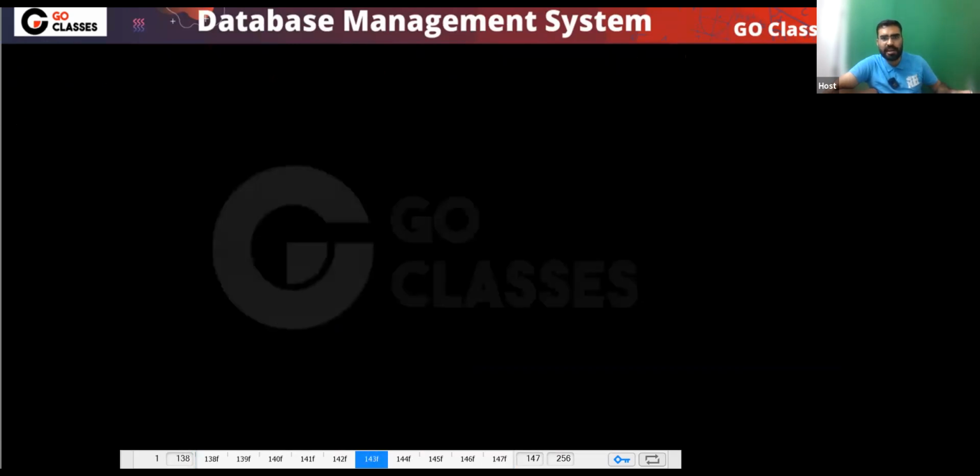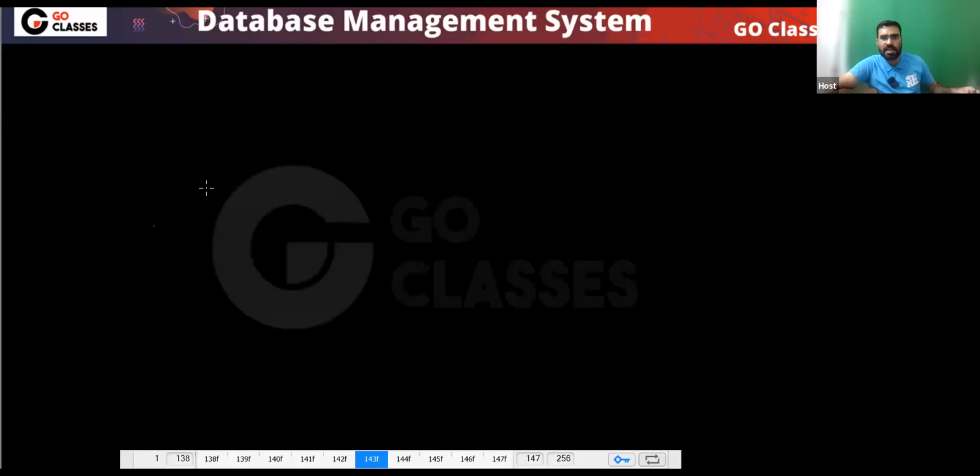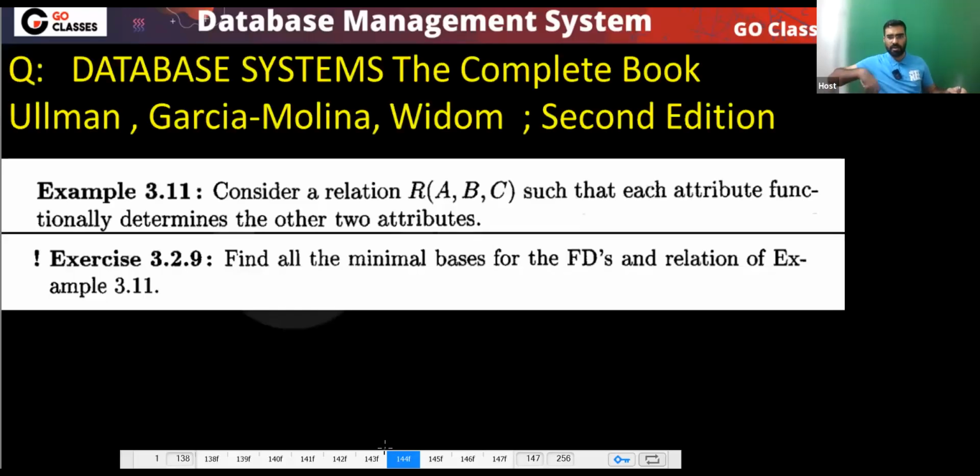This single question can improve your analytical skill a lot. Yes or no? This single question can improve your knowledge of closure of attributes, functional dependencies, and properties of functional dependencies. It will improve your problem solving skills. So these types of questions are very good. Okay, let's move on. Let's see this question.